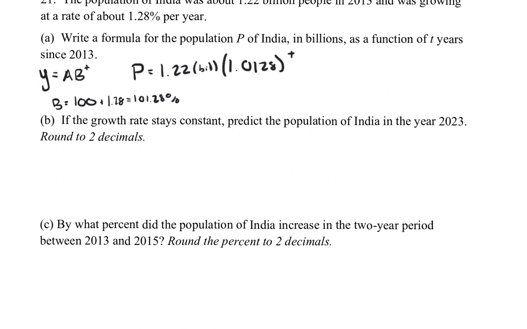So, part B. If the growth rate stays constant, predict the population of India in 2023. So, 2023 is 10 years since 2013, so that means 2023 minus 2013 is equal to 10 years. So T is equal to 10. So that means we just plug that in to our equation.